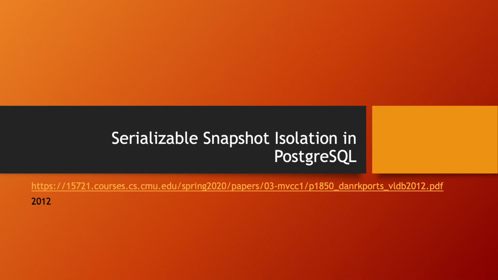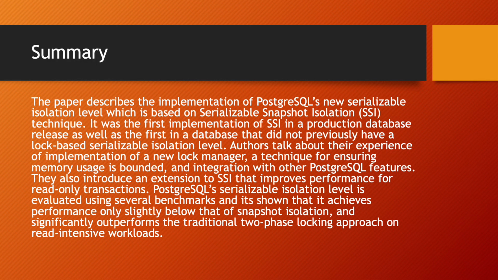The paper is Serializable Snapshot Isolation in Postgres. It's a 2012 paper. The paper describes the implementation of Postgres' new serializable isolation level, which is based on the serializable snapshot isolation technique. It was the first implementation of SSI in a production database, as well as the first in a database that did not previously have a log-based serializable isolation level.